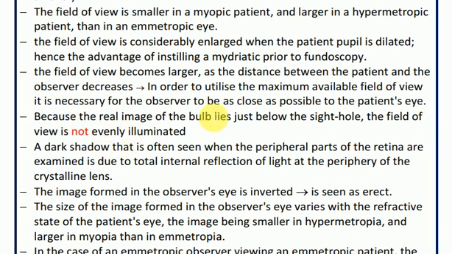Because the real image of the bulb lies just below the sight hole, the field of view is not evenly illuminated. A dark shadow that is often seen when the peripheral parts of the retina are examined is due to total internal reflection of light at the periphery of the crystalline lens. The image formed in the observer's eye is inverted, so it is seen as erect.